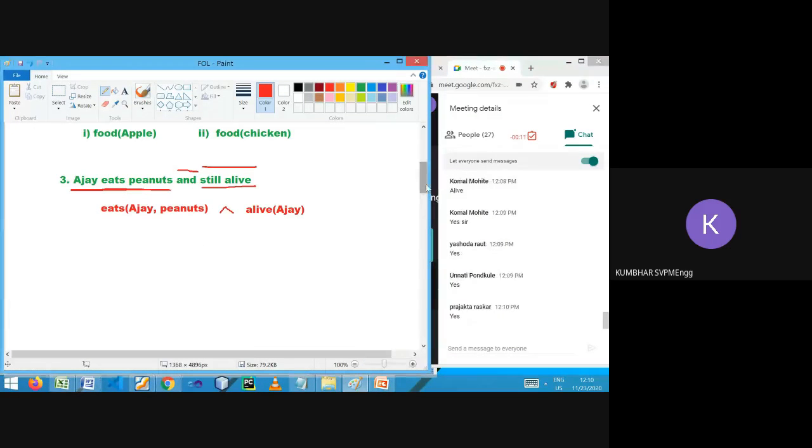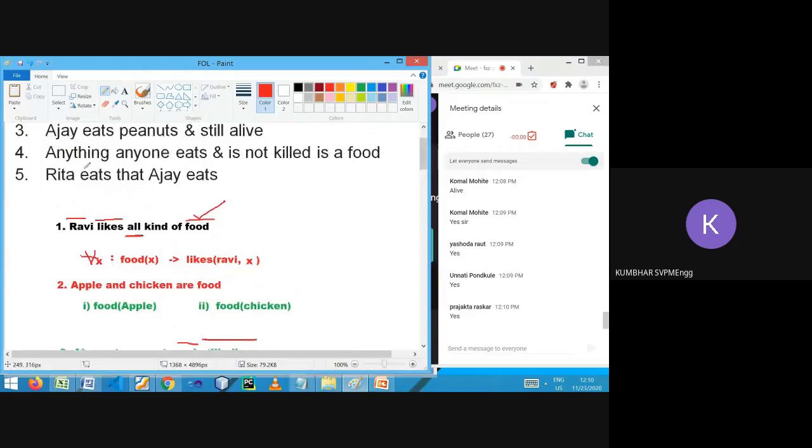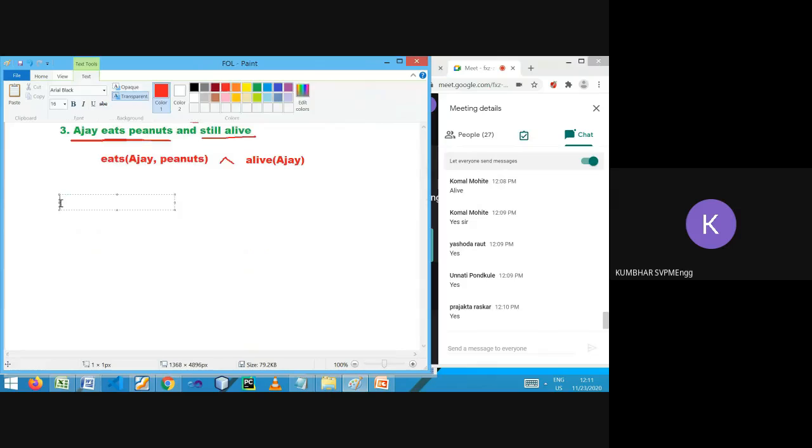Let's go for statement number 4. Statement number 4 is: anything anyone eats and is not killed is a food. Let me write that statement, statement number 4. Anything anyone eats and is not killed is food. First of all, let's try to understand the meaning of this sentence. Then only we can write that in FOL.